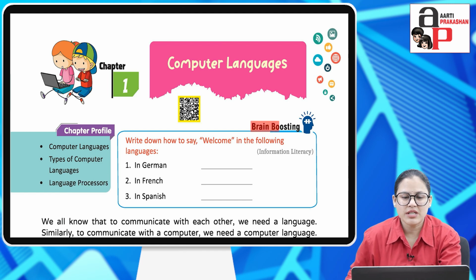Okay, brain boosting. Write down how to say welcome in the following languages. Means we have to write welcome in German, in French and in Spanish.